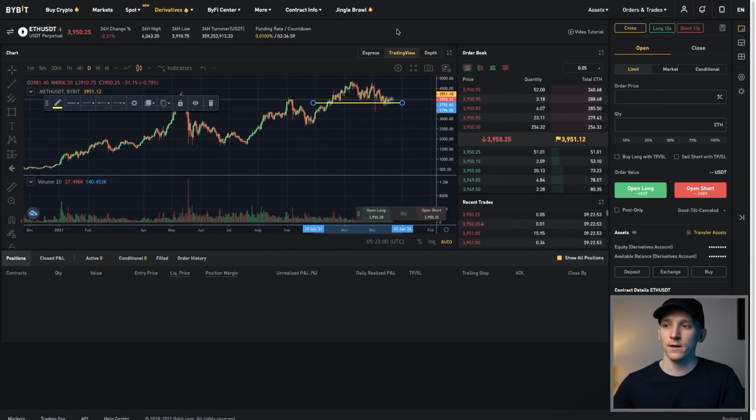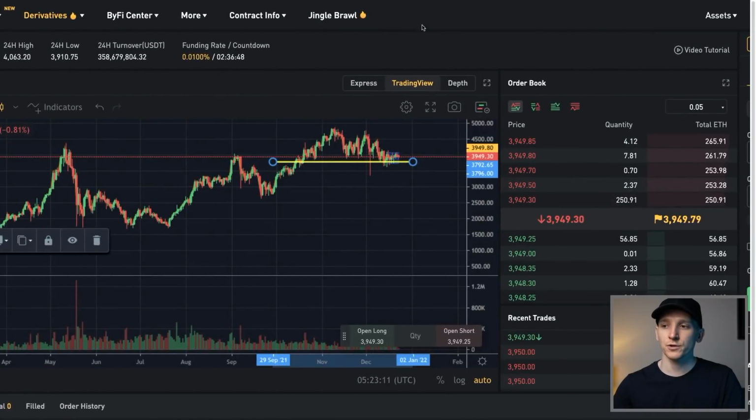So I'm on Bybit right here. I'm going to look at the Ethereum chart to trade. So I've done all my research, I'm in the market, I know all the news. Now I just want to put some areas of value, as I call them, on the chart to really see where we want to trade.